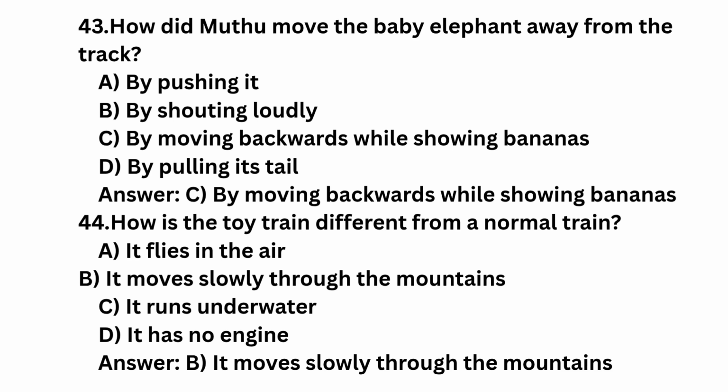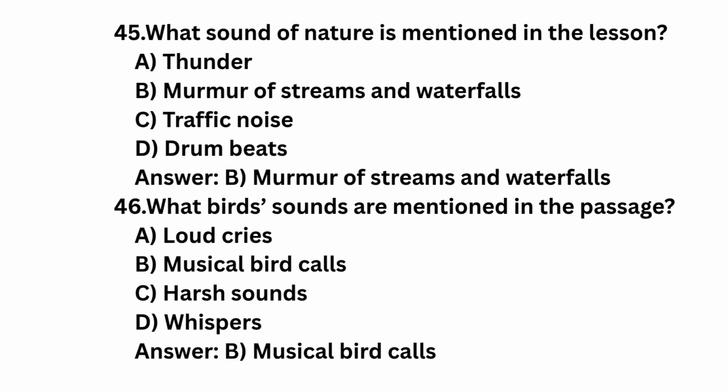How is the toy train different from the normal train? It flies in the air, it moves slowly through the mountains, it runs underwater, it has no engine. Answer: it moves slowly through the mountains. What sound of nature is mentioned in the lesson? Thunder, murmur of streams and waterfalls, traffic noise, drum beats. Answer: murmur of streams and waterfalls.